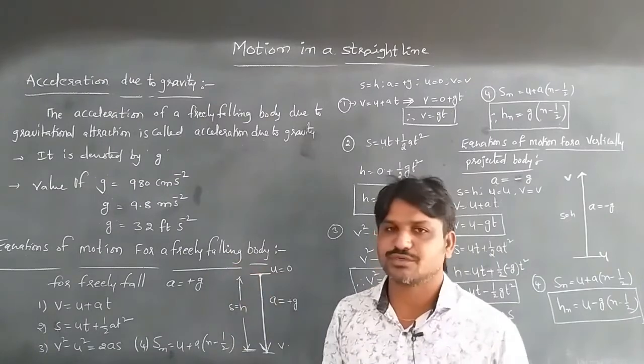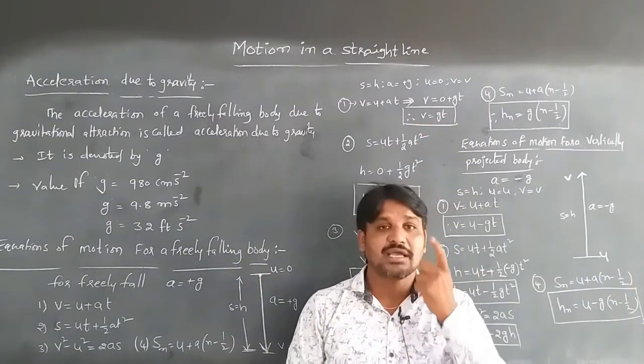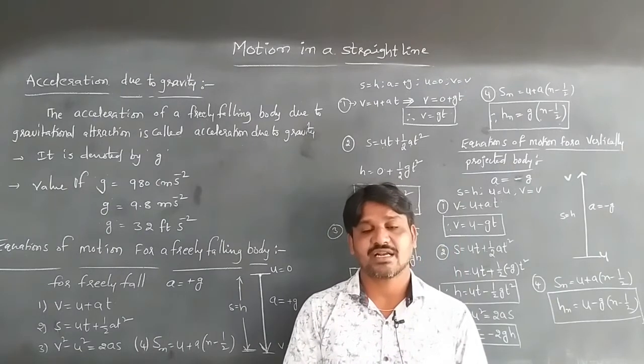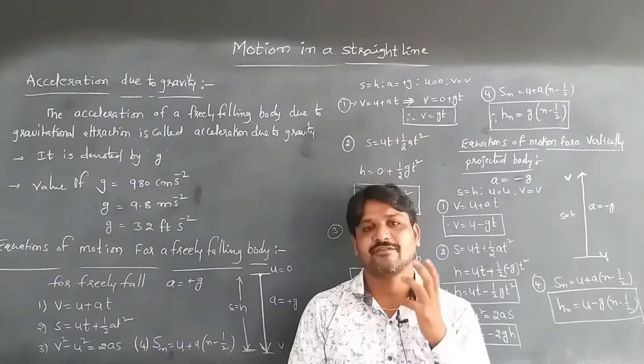Then equations of motion, when the body is freely falling: if the motion of a body from a certain height is under the gravitational attraction towards the ground, then that is called a free fall.